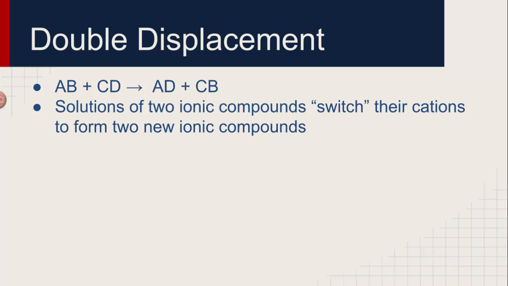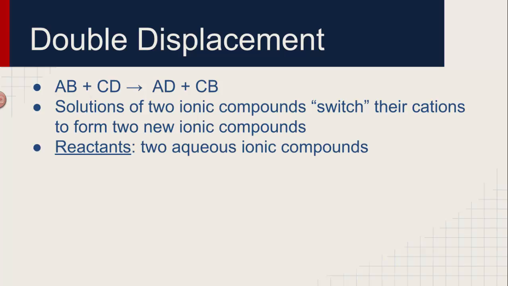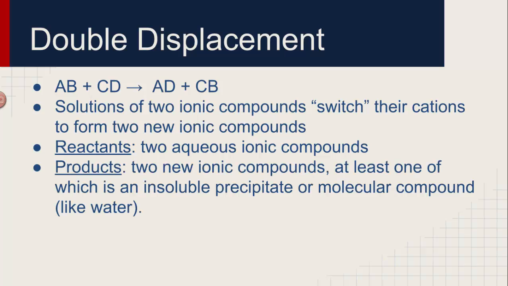They're going to switch their cations. Okay, so our reactants here then are two aqueous ionic compounds, solutions. Okay, and our products are two new ionic compounds. We're going to switch in our reactants. We're going to switch the positive ions from both compounds, switch them with each other to make two new compounds.